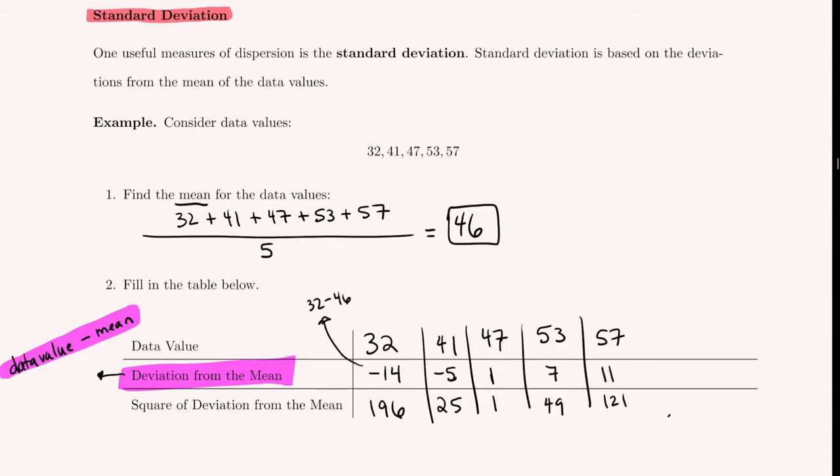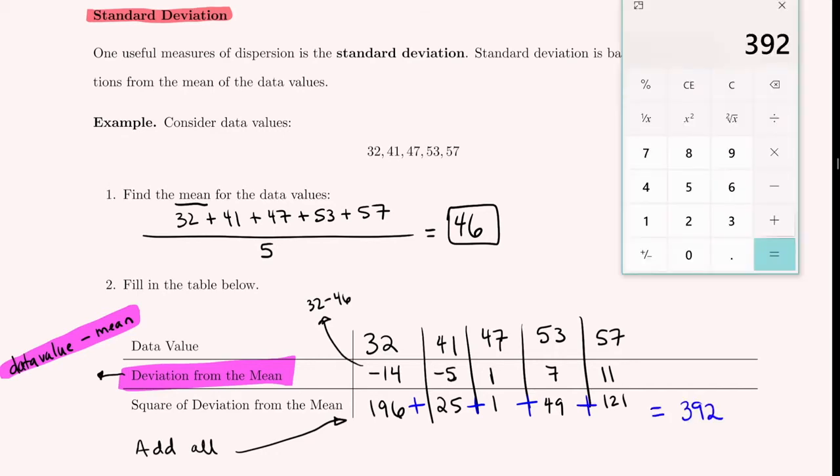Now the final step, which will be described in our next page of notes, is that step 4, we've squared the deviation. So next we will add all of row 3 together. So we imagine taking 196, adding that to 25, adding that to 1, adding that to 49, adding that to 121. Type that into our calculator, and we get the value 392.